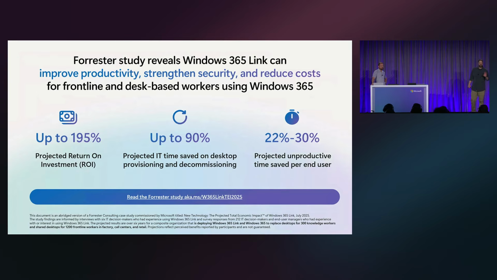All right, I just wanted to leave you really quick with this: Microsoft did contract Forrester to do a study on return on investment, which was just recently released. The study interviewed 6 IT decision makers as well as gathered more than 200 survey responses, and ultimately came to a conclusion that a composite company looking to replace 300 desktops of knowledge workers and 1,200 frontline shared desktops with Windows 365 Link and Windows 365 could get a return on investment of up to 195%. If you want to read all the awesome details, which I have, and they are awesome, go ahead and check out that aka.ms link.